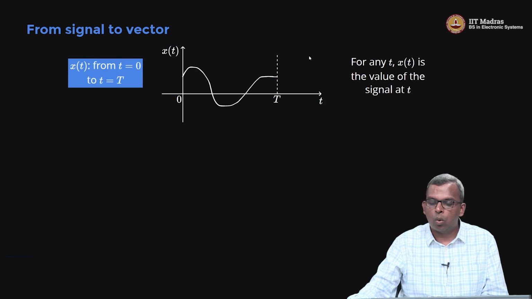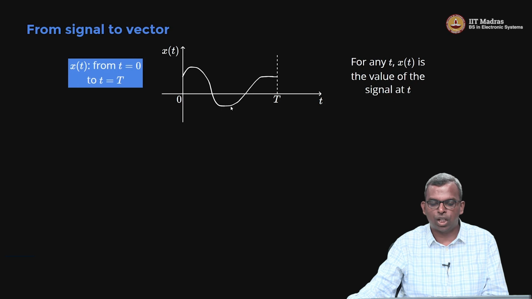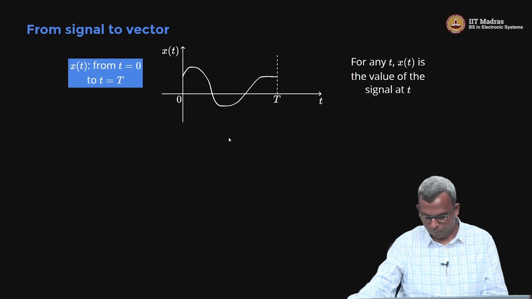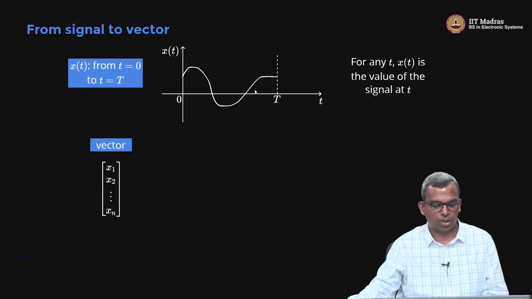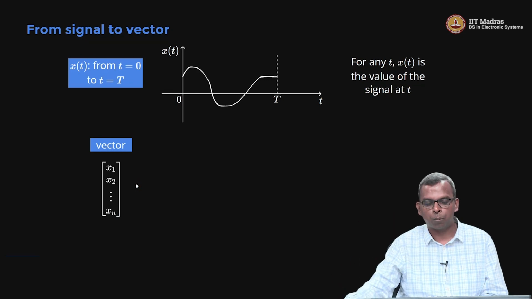What is the meaning of that? For any particular value of t, x of t is the value of the signal at time t. That's how one thinks of this function of one variable, or signal, as we call it. Now what you can do to think of how to convert this into a vector is the following. It is just a rough intuitive idea to get you to think about it. Typically when we think of a vector, we think of n values x1 to xn, right? So this is what we associate with a vector. Now how does this become a vector?